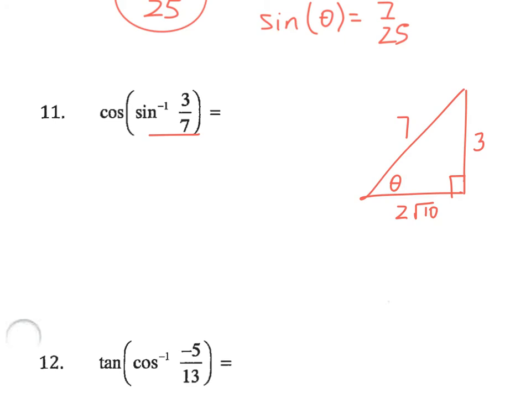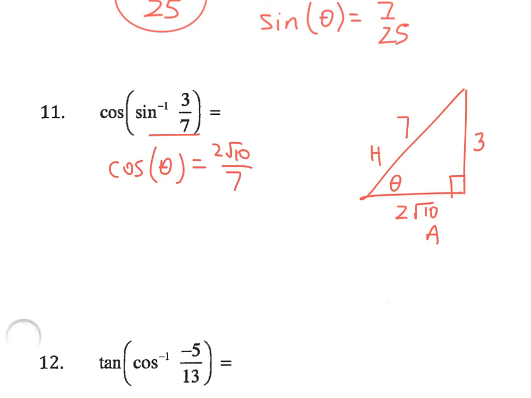All right, so what is cosine of sine inverse of 3/7, or essentially, what is cosine of theta in our picture? What did you say? 2 root 10 over 7, correct. She did the adjacent over the hypotenuse. Does that make sense? Question?